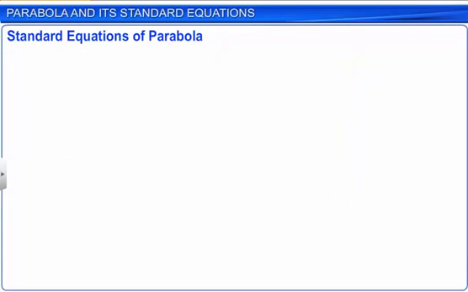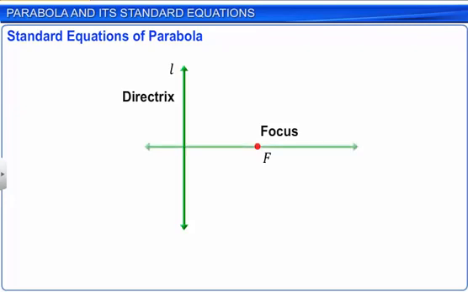The fixed point F in the plane is called the focus of the parabola. The fixed line L in the plane is called the directrix of the parabola. The line passing through the focus and perpendicular to the directrix is called the axis of the parabola. A parabola is symmetrical about its axis.